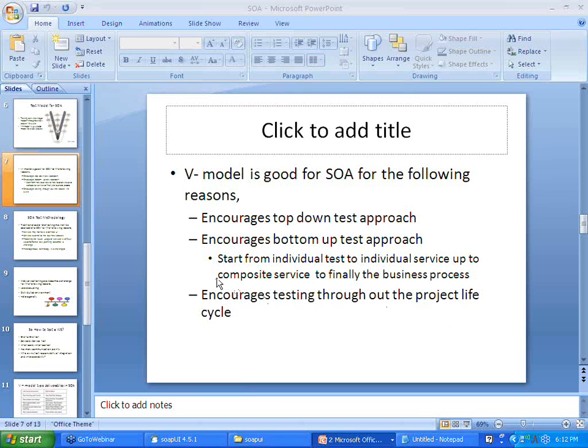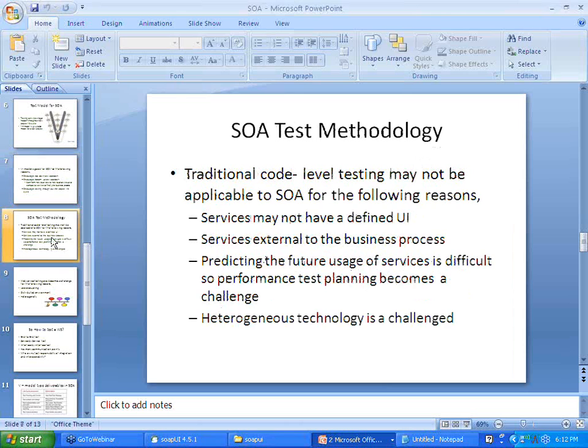Right? So now coming to the testing methodology that is applicable for service oriented architecture, we have to understand how this test methodology is applicable for SOA, right? Let us see.